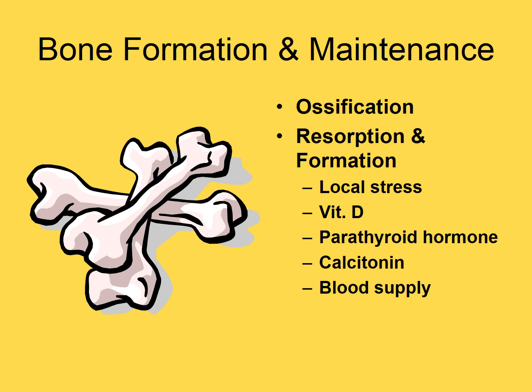So what you have is the maintenance and formation of bone. Like I said earlier, there's ossification, and then there's reabsorption, which is the process of osteoclasts breaking down the tissue. Formation can be affected by many things, such as local stress on the bone, the intake of vitamin D, parathyroid hormone, calcitonin, and blood supply. All of this can affect how well the bone forms, as can other diseases.